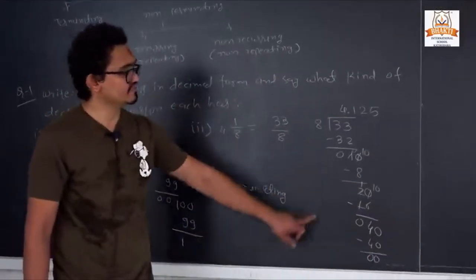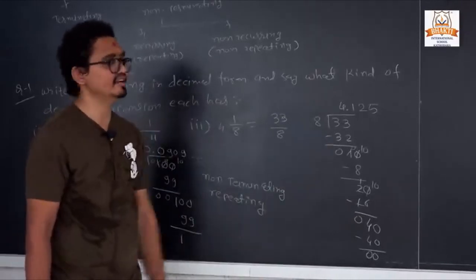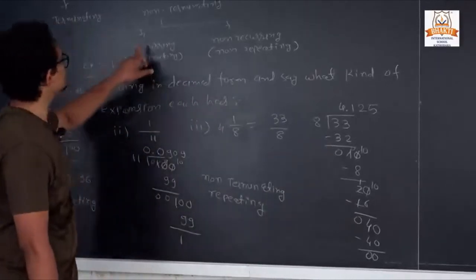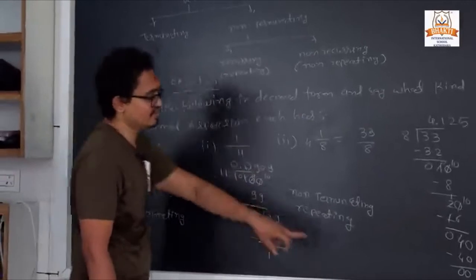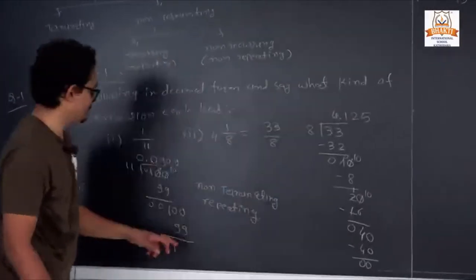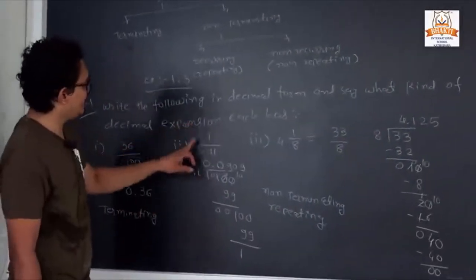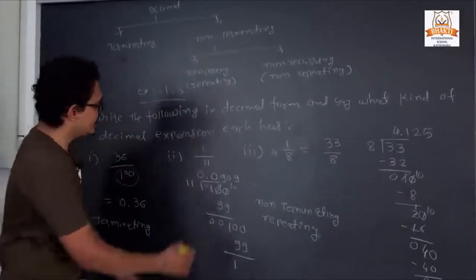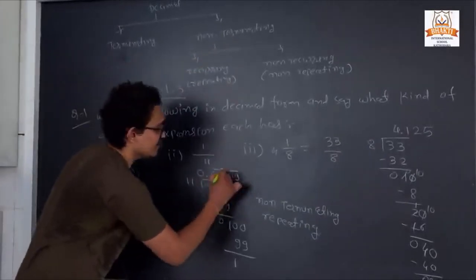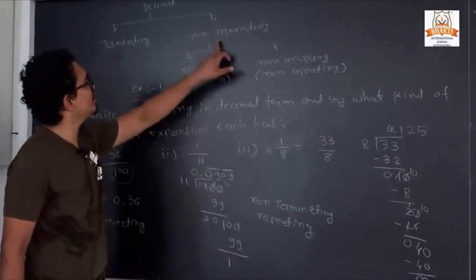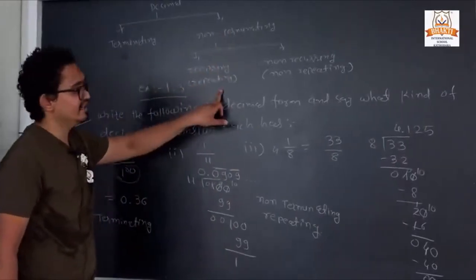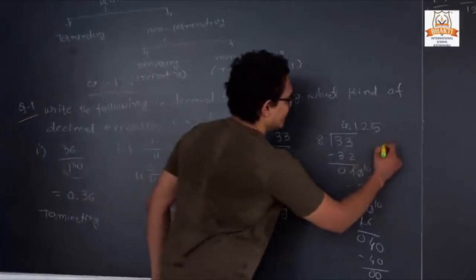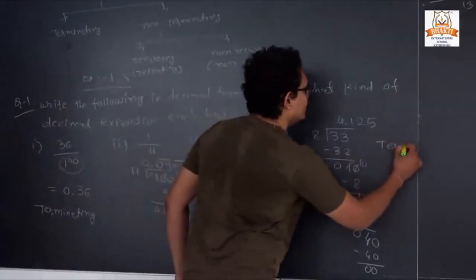So in that case what happened? We get remainder as 0. So it is our first type, terminating, because we get remainder 0. And in the other case we cannot get remainder 0, so it is called non-terminating. But here two digits are repeated, 0 9 0 9 like that, so it is called non-terminating recurring. And this number is called terminating.